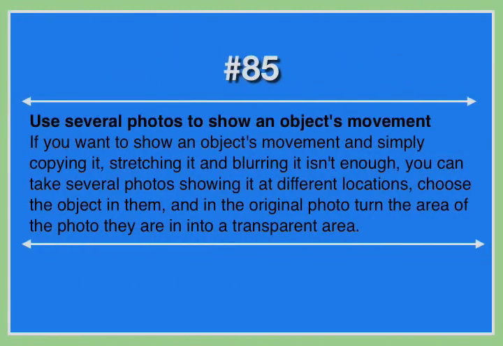Number 85. Use several photos to show an object's movement. If you want to show an object's movement and simply copying it, stretching it, and blurring it isn't enough, you can take several photos showing it at different locations, choose the object in them, and in the original photo, turn the area of the photo they are in into a transparent area.